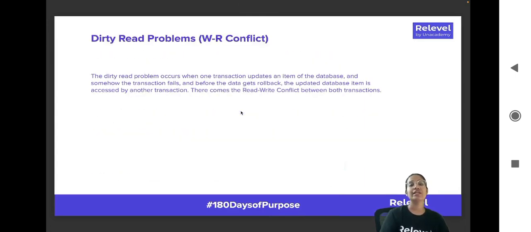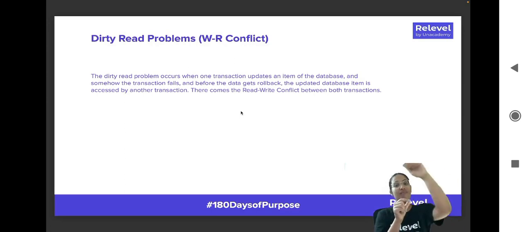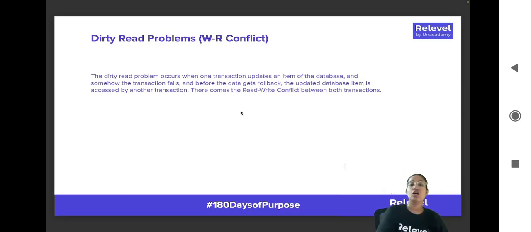Next, we have the dirty read problem, which is a read-write conflict or a write-read conflict. In the dirty read problem, one transaction updates the item in the database and somehow that transaction fails before you actually roll back, and the updated database item is accessed by another transaction. So you started execution of a transaction, you did some task and then you did something wrong, and you tried to roll back. When you tried to roll back, at that instance itself, someone tried to access the value and then after that you rolled back. So this is a dirty read. A wrong value gets read by another transaction. This leads to a read-write conflict.